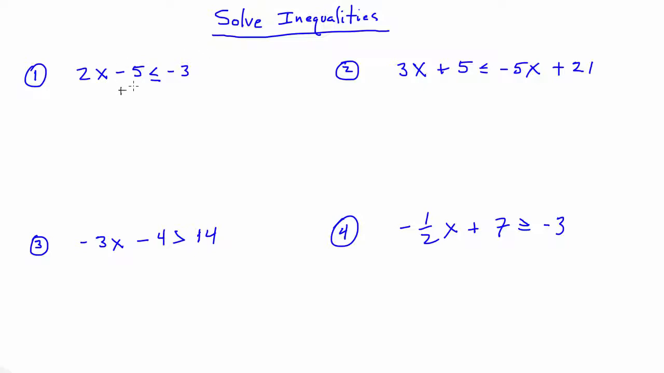So let's add 5 to both sides. Those cancel. We're left with 2x, less than or equal to. Negative 3 plus 5 is 2. Hope we didn't need a calculator for that. And then dividing both sides by 2 gives us x less than or equal to 1. Now that would be considered the algebraic way to solve this inequality.